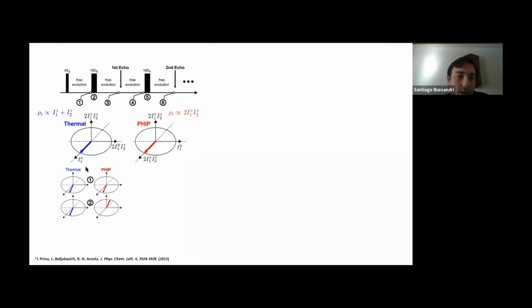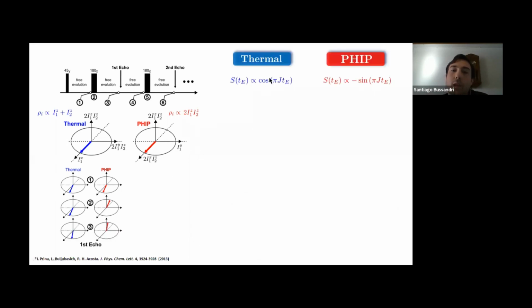You can see that this operator commutes with the operator of the pi pulse, and this one right here changed its sign twice. So the thermal operator is transparent to all these pi pulses. But in the case of the FIP operator, it will suffer a phase shift in its evolution plane because each operator of these ones changed its sign. So when both operators reach their first echo, this will be the signal described by the thermal operator and this one by the FIP. You can pay attention to this minus right here, which comes from this phase shift due to this first pi pulse.